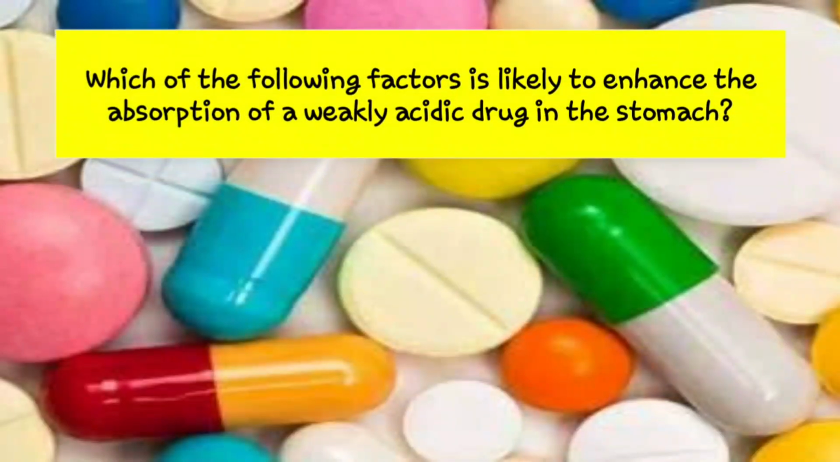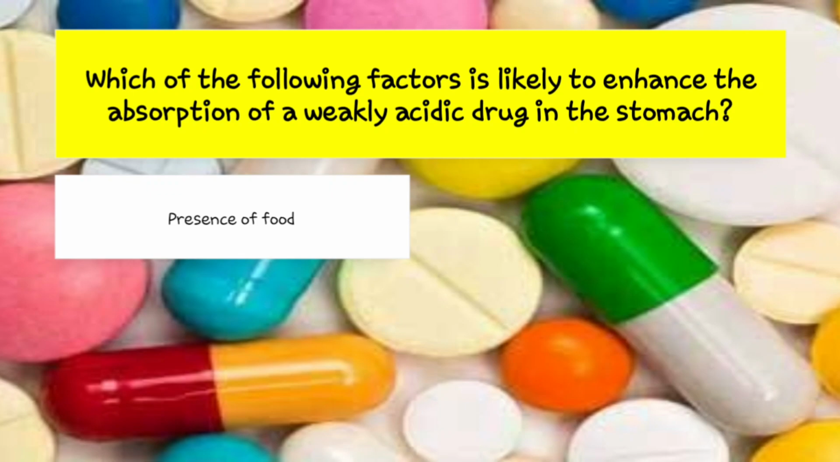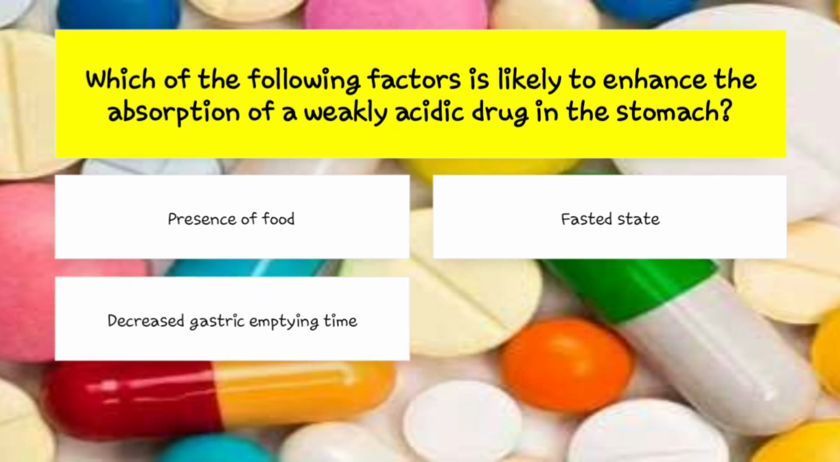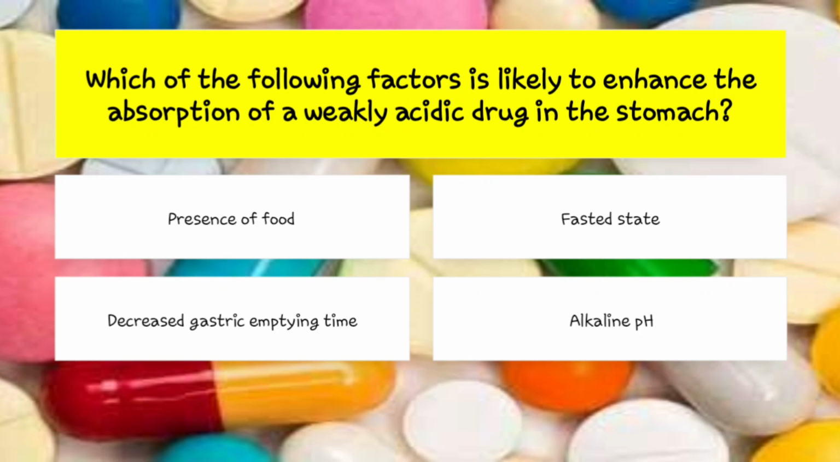The question is, which of the following factors is likely to enhance the absorption of a weakly acidic drug in stomach? And the options are presence of food, then fasted state, next is decreased gastric emptying time, and next is alkaline pH. The time has already started.